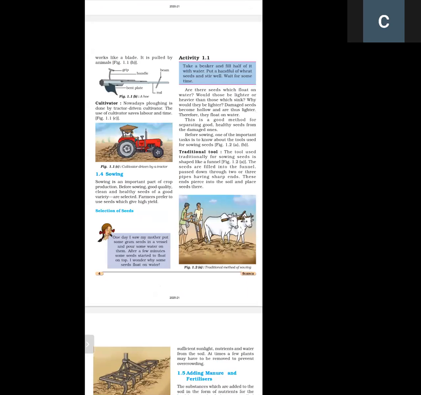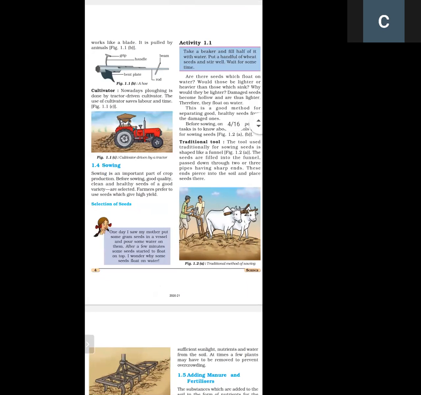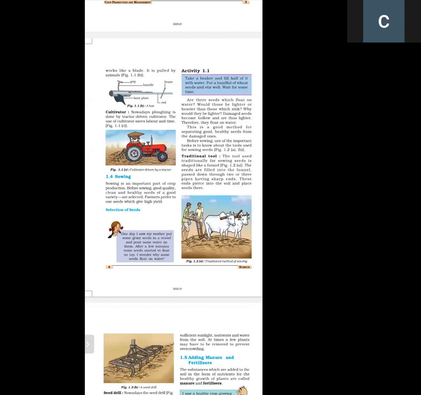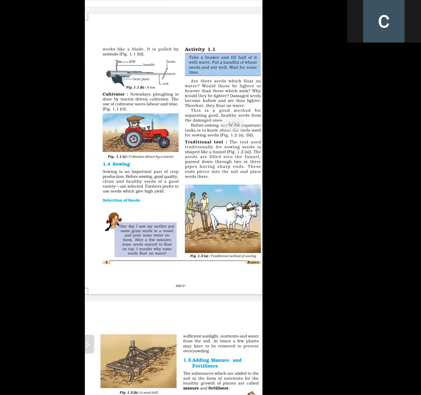The next step of agriculture production is sowing. First is selection of seeds. Before sowing, we have to select seeds. How can we select seeds? Put all the seeds in water. Damaged seeds will float on the water, and good quality seeds will settle down. This is the method of selection of seeds.